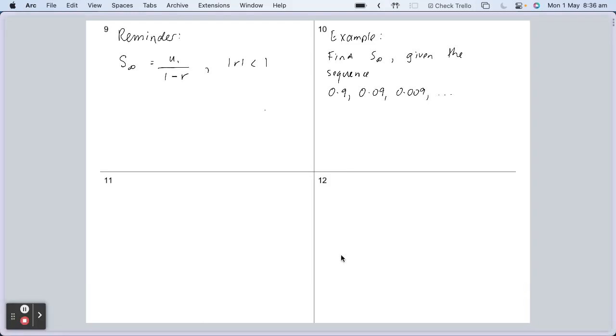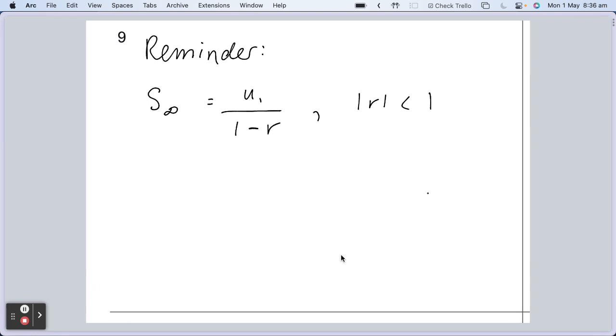So just a reminder then, without going through the whys and wherefores, which is what we did on Friday, the formula for a sum to infinity of a geometric sequence is given by u1, the first term, divided by 1 minus r. In this case, we would not use r minus 1. We definitely have to use 1 minus r.